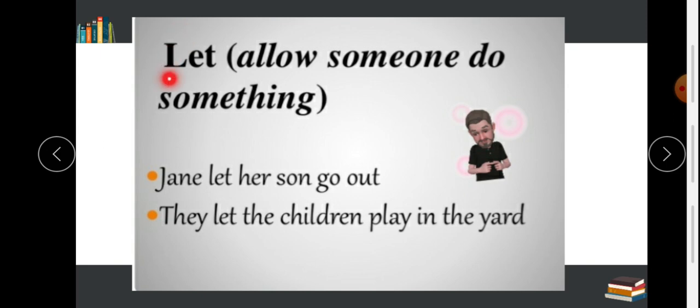Let's continue. The next verb is let. When do we use let? To allow someone to do something. Jane let her son go out and they let the children play in the yard.